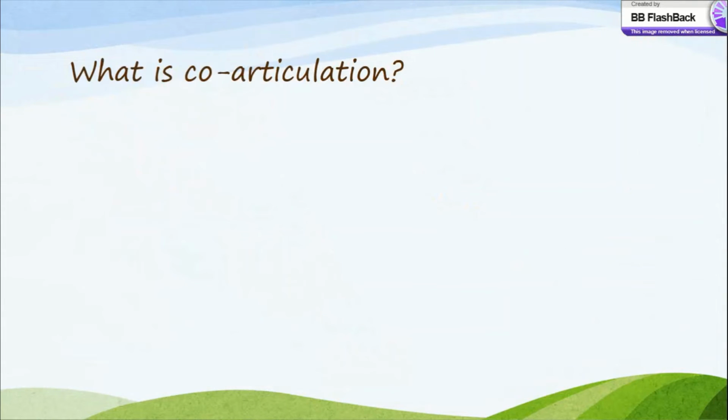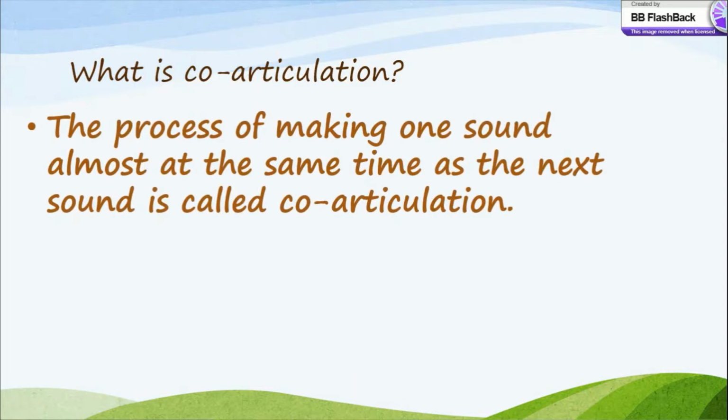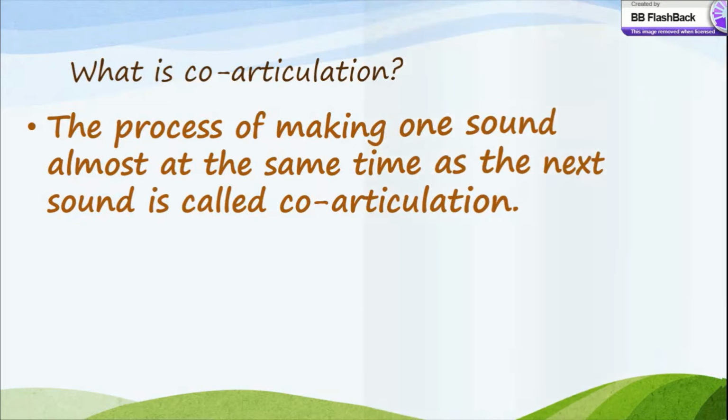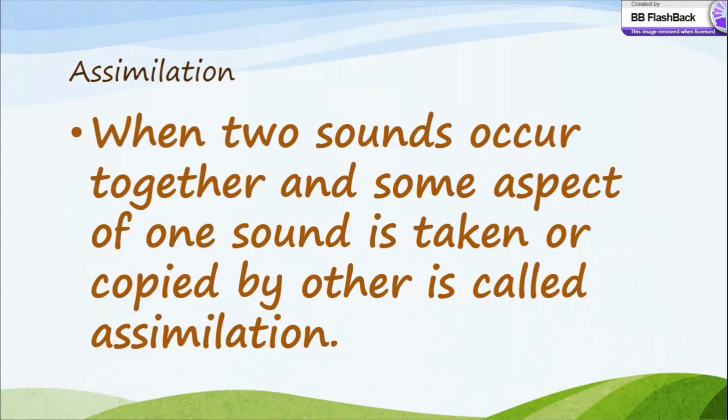First of all, we need to understand what co-articulation is. The process of making one sound almost at the same time as the next sound is produced is called co-articulation. Students, when we speak continuously and spontaneously, we produce more than one sound at the same time. For example, the word is pin. There is a vowel sound in it and a nasal sound later on, but we produce them so spontaneously that we merge them together: pin. We will discuss the examples later on.